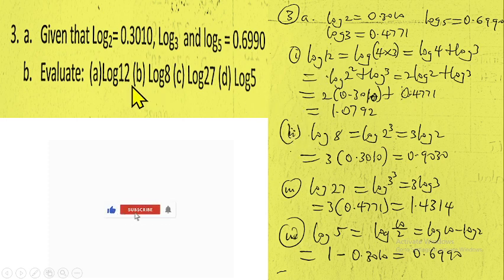Then for option B, you have to find log of 8. Log of 8 is the same thing as log of 2 raised to power 3. And the 3 goes to the front here, you have 3 log 2. So log 2 is 0.3010. Then 3 multiplied gives us 0.9030. Log 27 as well. Log 27 is the same as log 3 raised to power 3, since we are given the value of log 3. So this 3 will now go to the front. You have 3 log 3. Log 3 is 0.4771 times 3, which gives us 1.4314.